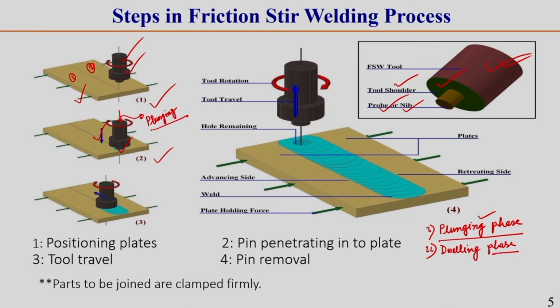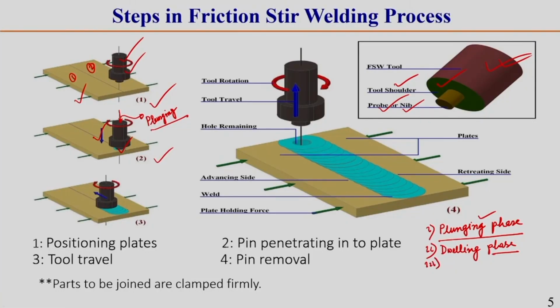Dwelling phase means we have to keep the tool in the same location for a particular time to heat the workpiece material to a temperature called the working temperature. Here the heat generated from frictional work depends greatly on the relative increase of contact surface area as well as the relative speed of the rotating tool. This you should keep in mind.